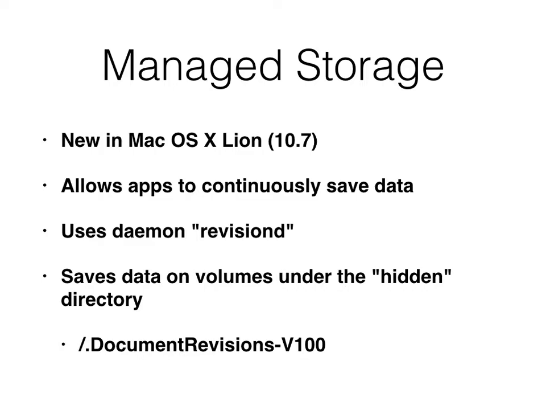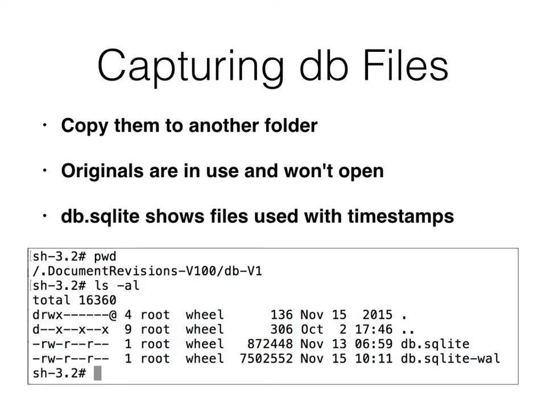It runs this thing called Revision D, and it saves a whole series of old versions of your files, which is bloody awesome. And so these things are DB files. The originals are locked and in use, and you can't open them, so you copy them somewhere else. So I elevated myself to administrator, and I copied this file, document revisions DB v1, and here it is. It's a SQLite database, which is what Macs like to use.